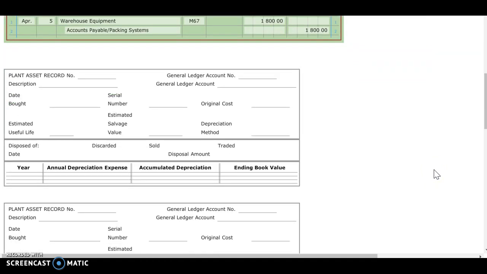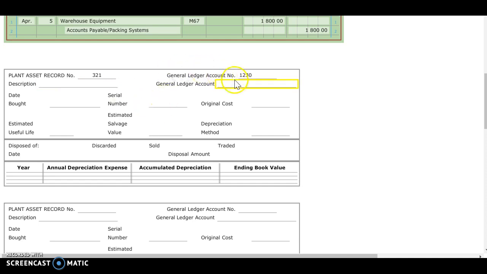Direction number 2 says we're going to complete section 1 of a plant asset record for new asset purchases. So our first one, I'm looking back at our January 3rd, we bought that printer. So that's what I'm going to record here. And that information kind of comes from that transaction. So the plant asset record number is 321. The general ledger account for the printer, let's see here, we're going to have to look back at number 1. This was office equipment, so the direction number 1 said office equipment is going to be 1230.